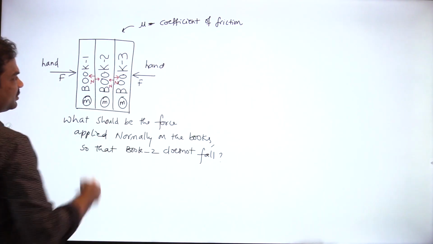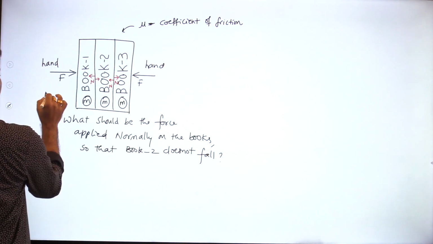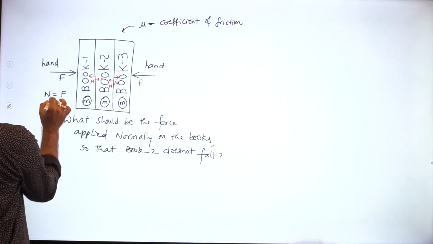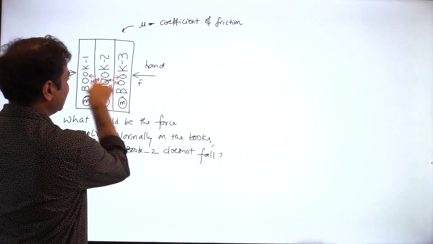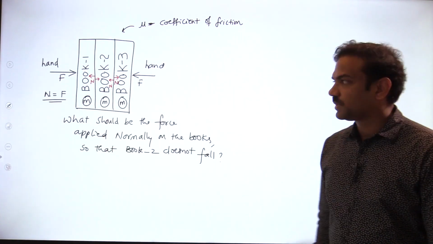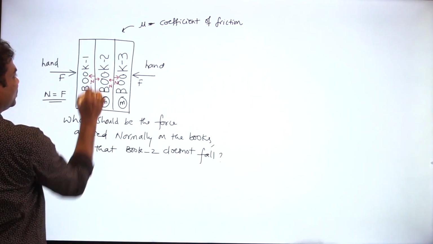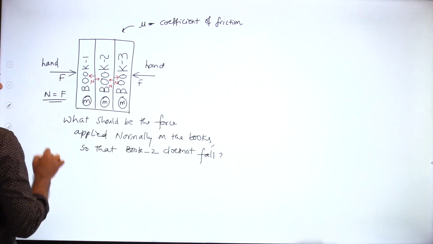So equal and opposite force should be there. What is the normal reaction value equal to? The normal reaction will be equal to F, because horizontally the books are not moving. So horizontally all forces should cancel out. Then how will the second book try to move?